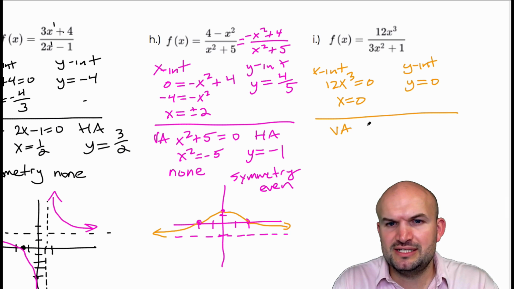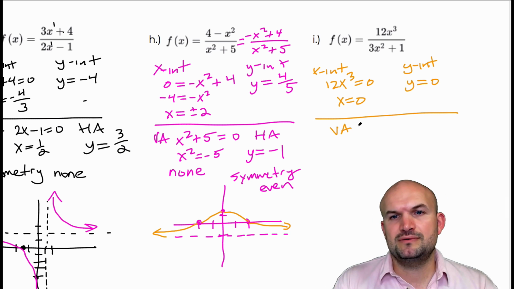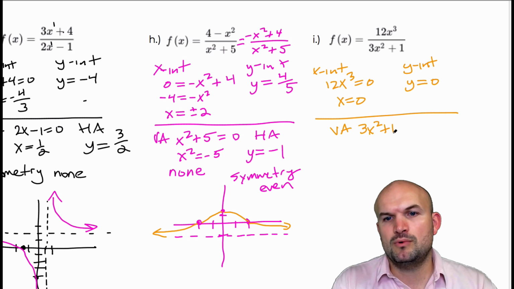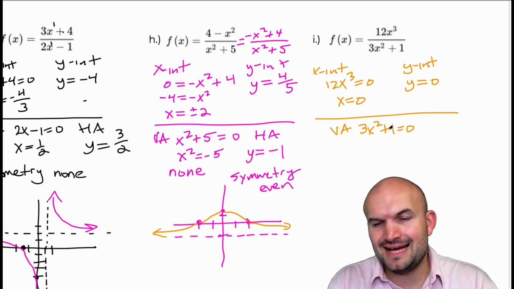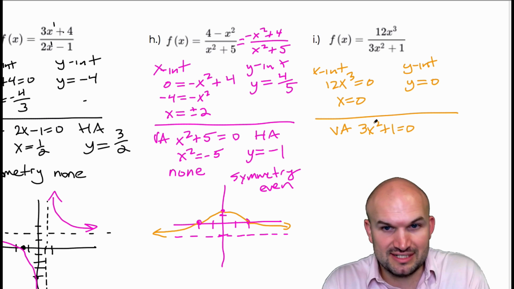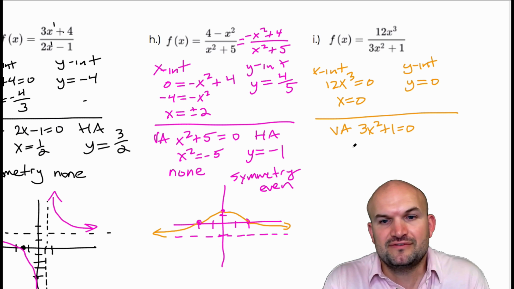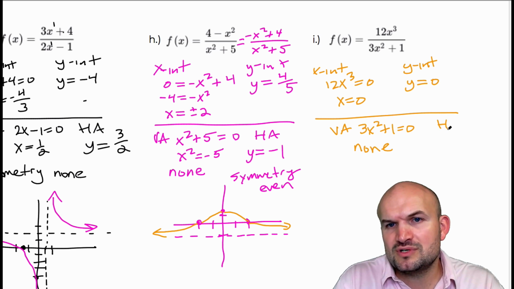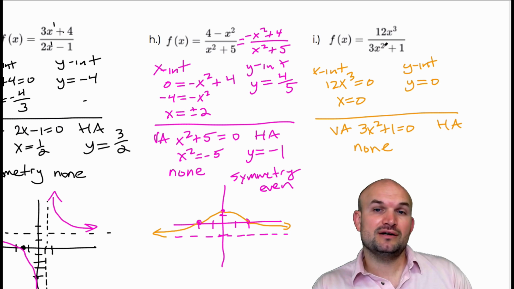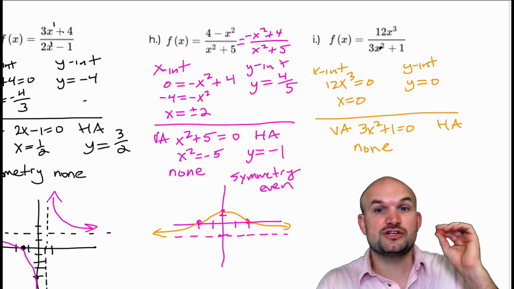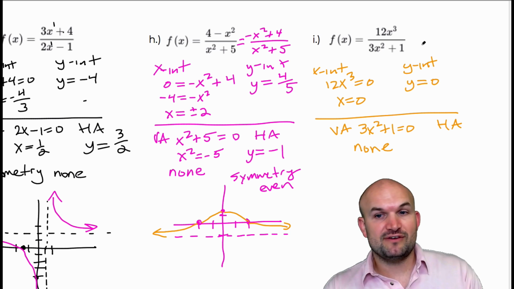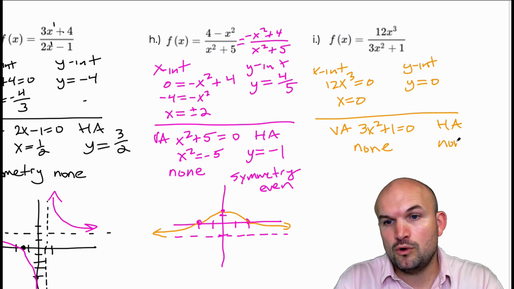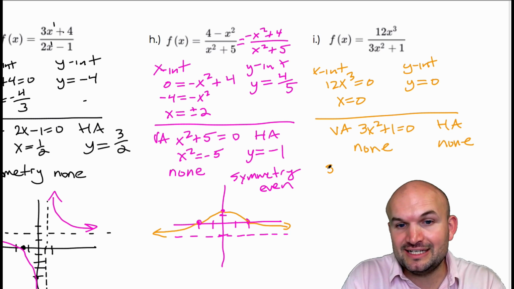Vertical asymptote is the values that make the denominator equal to 0, so 3x squared plus 1 is equal to 0. And again, you can't take the square root of it because it's going to be negative, right? So there are no vertical asymptotes. As far as horizontal asymptotes, you can see here that the degree of my numerator is larger than the degree in my denominator. So therefore, there are no horizontal asymptotes. But now I need to check for my slant asymptotes.